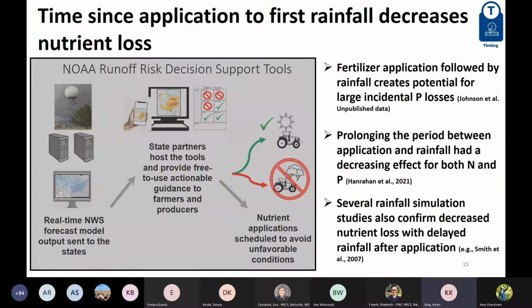One of the factors that showed a negative or reducing effect for both phosphorus and nitrogen was time since application. In addition to the watershed and field scale studies highlighted here, there are several rainfall simulation studies that also confirm decreased nutrient loss with delayed rainfall after application. Furthermore, there are several tools and apps available for producers to look at site-specific forecast and base their decisions accordingly.